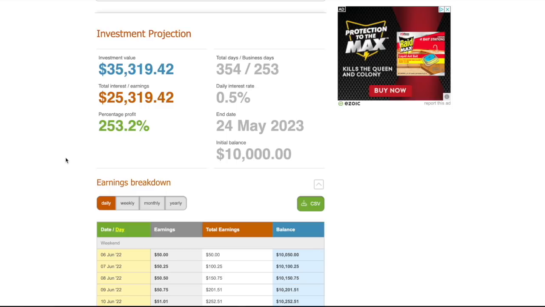Now, obviously, you are going to have days where you're slightly greener than 0.5% and more red than 0.5% as well. But if you average out and have this as your goal going in, again, you would only need one trade a day, 10% of your account, 5% gain on that trade. You would be up on that $10,000 account 253%, or you would have made $25,000 in that year.